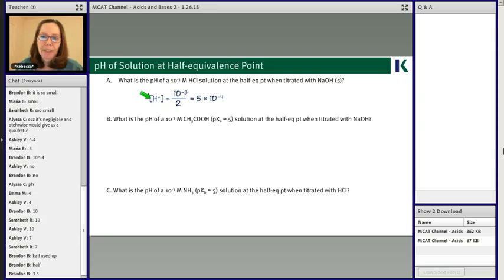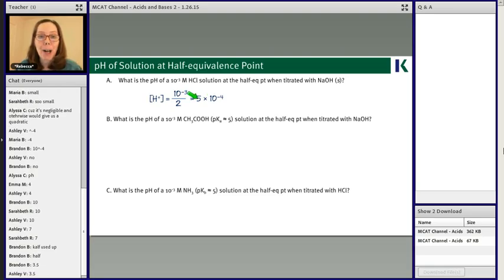Okay, if that's our H plus concentration, what's the pH? If this were 1 times 10 to the minus fourth, our pH would be 4. Since our H plus is higher, tell me what that means about our pH.